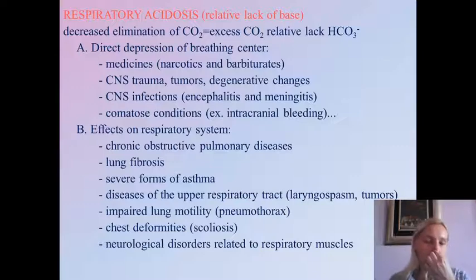The second reason is direct effects on the respiratory system due to chronic obstructive pulmonary diseases, lung fibrosis, severe forms of asthma, diseases of the upper respiratory tract like laryngospasm, tumors, impaired lung motility like pneumothorax, chest deformities like scoliosis, neurological disorders related to respiratory muscles. So all those diseases and problems actually affect the rate and depth of the breathing process.